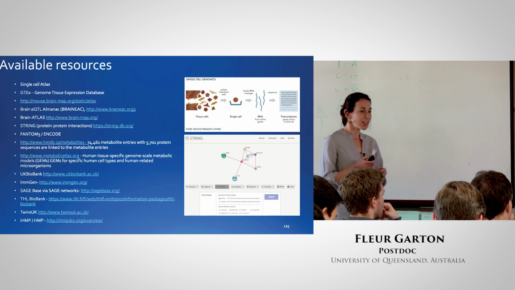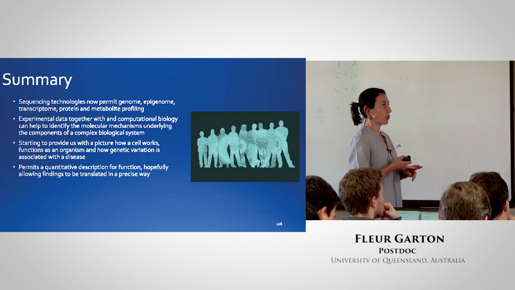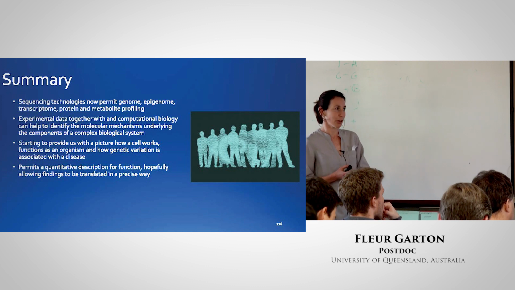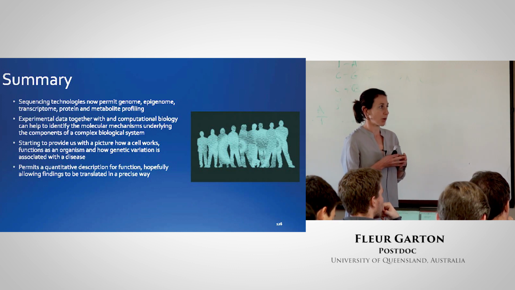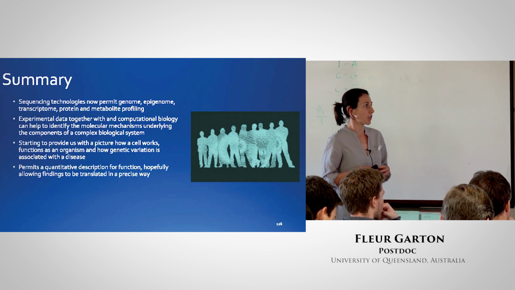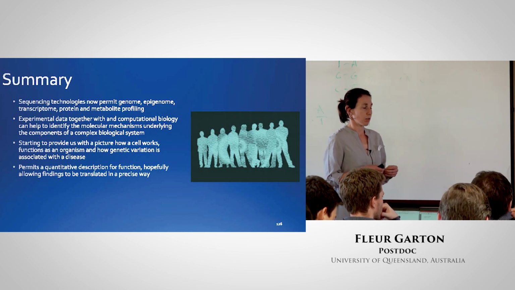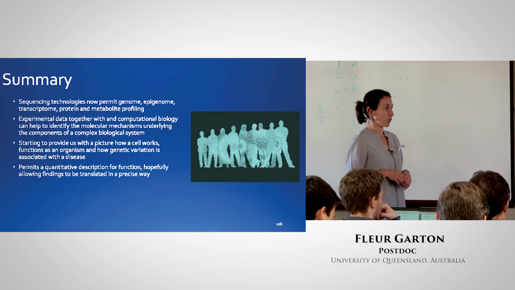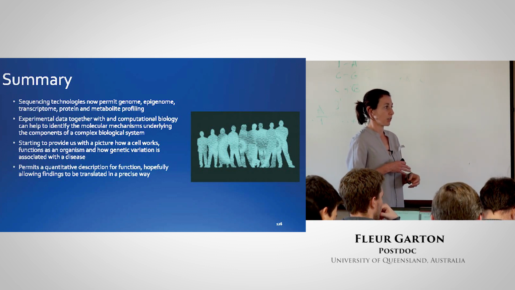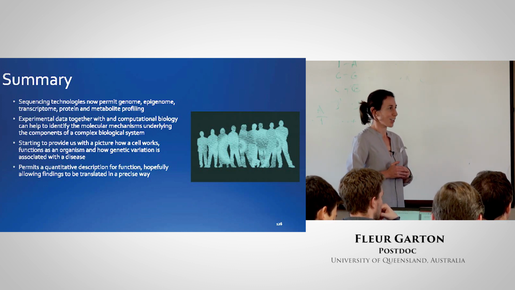So just the final slide. I talked about sequencing technologies. So obviously these permit genome, epigenome, transcriptome, proteome and metabolite profiling. Experimental data together with the computational biology can really help to identify molecular mechanisms, underlying components of a complex biological system. This is starting to provide us with how a cell works and functions as an organism and how genetic variation is associated with traits and diseases. And obviously this permits quantitative description for function and hopefully findings to be translated in a precise way. So that's it.